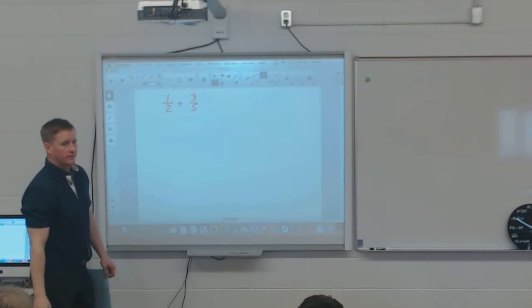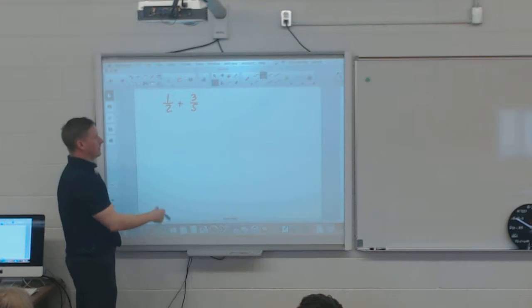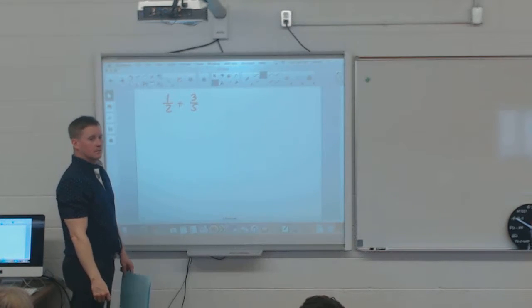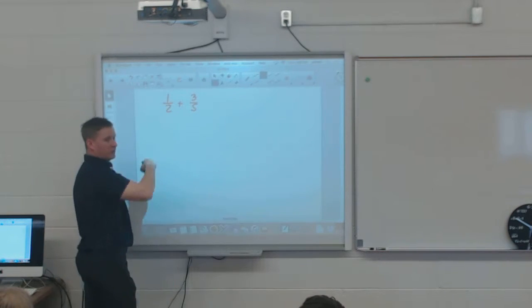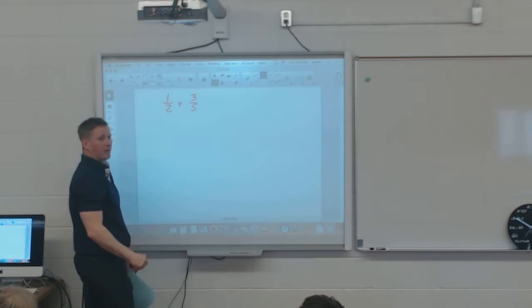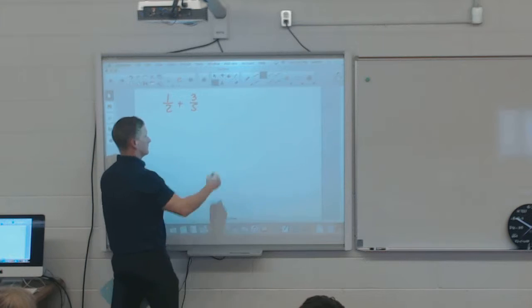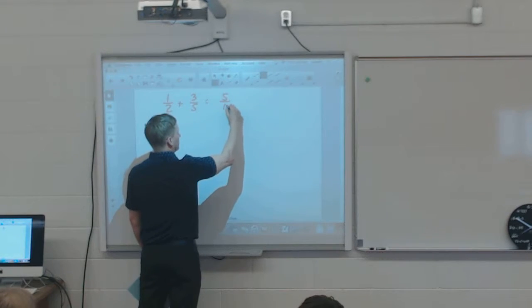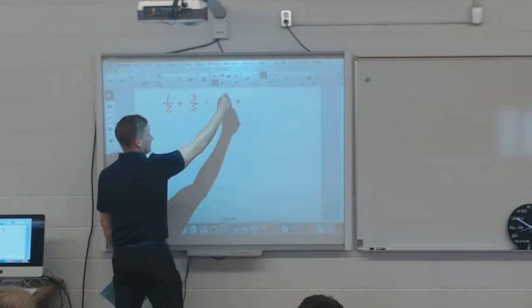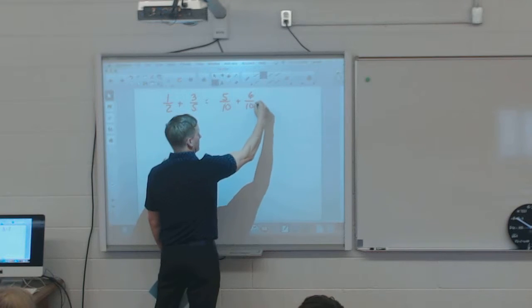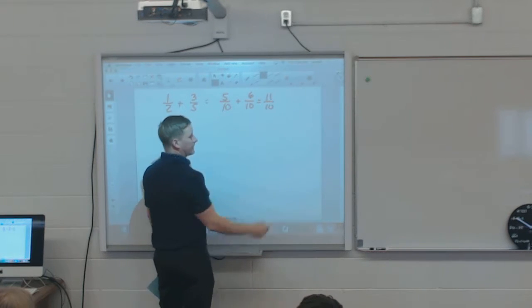Make a common denominator. What's the common denominator here? 10. Okay, so then what do I have to multiply the 2 by to get there? 5. So then what do I do to the top? Multiply by 5. And then add them, correct?